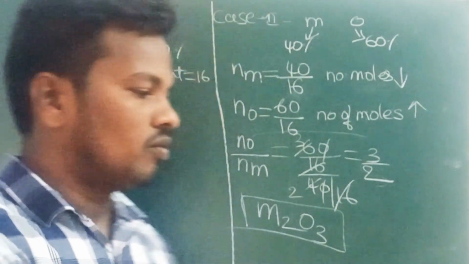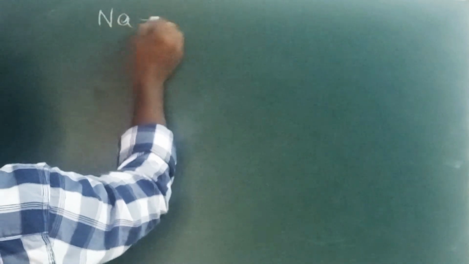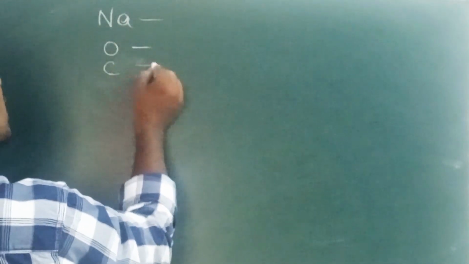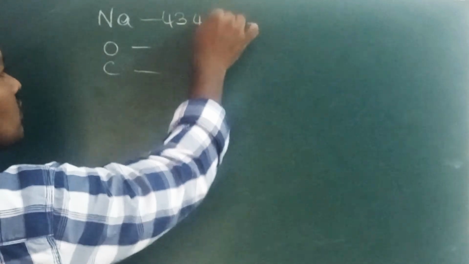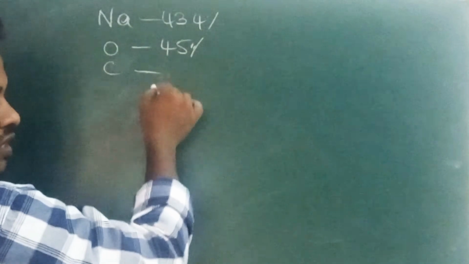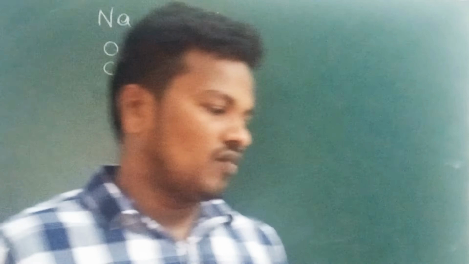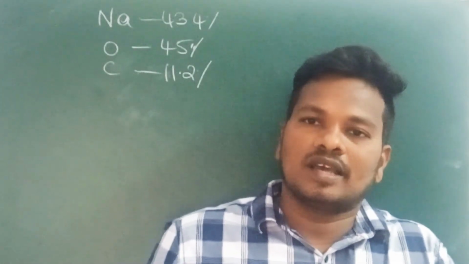Okay, you can see one more numerical. When a compound is analyzed, after analysis they found sodium, oxygen and carbon present. They have given the ratio of how much is present: sodium is 43.4 percentage, oxygen is present 45 percentage, and carbon is present 11.2 percentage. They are asking about the formula. They are asking what is the molecular formula. They are asking a simple thing.